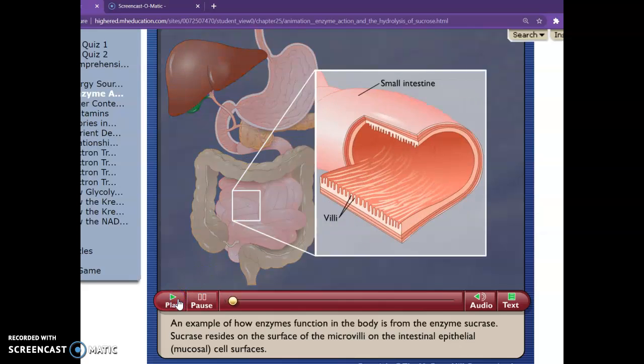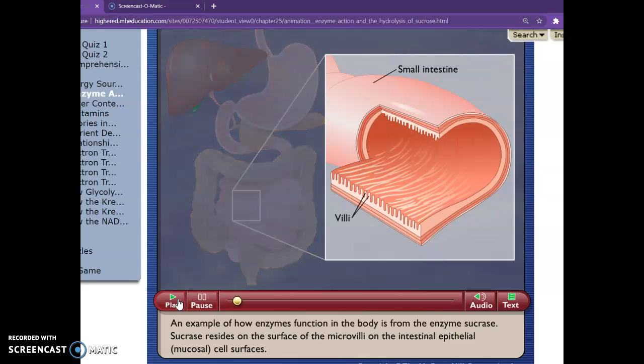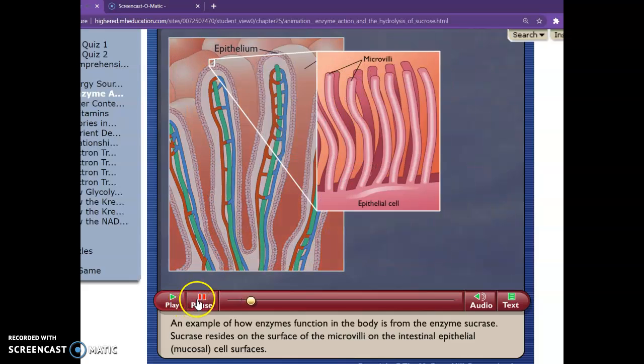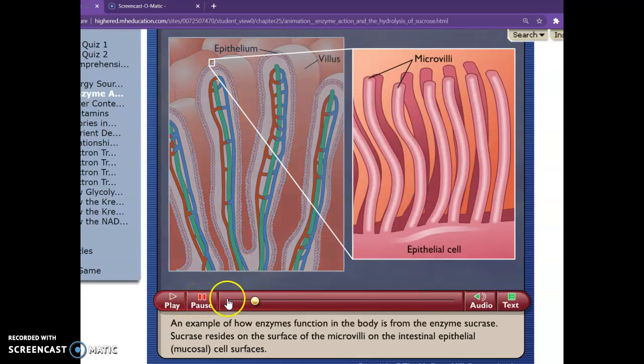An example of how enzymes function in the body is from the enzyme sucrase. Sucrase resides on the surface of the microvilli on the intestinal epithelial mucosal cell surfaces. So you have all these little kind of like fingers or hair-like projections that are inside of your intestines. These are what are grabbing nutrients from the food that you're digesting.